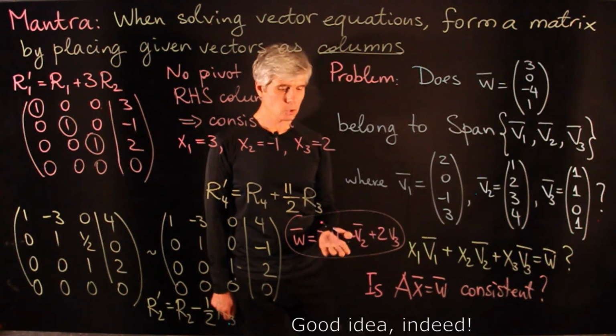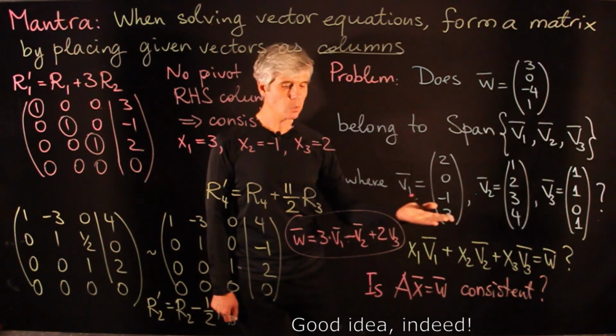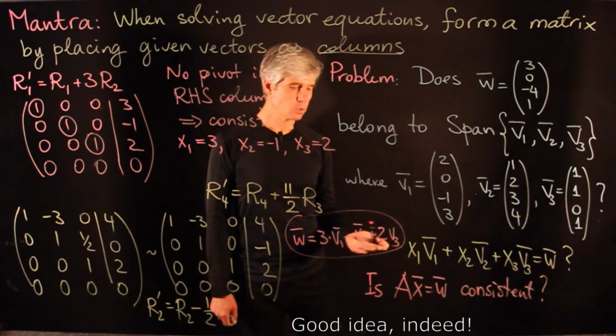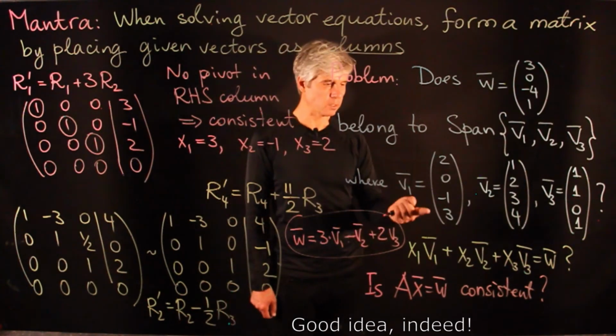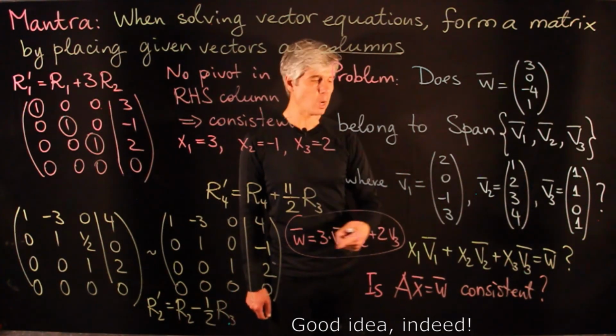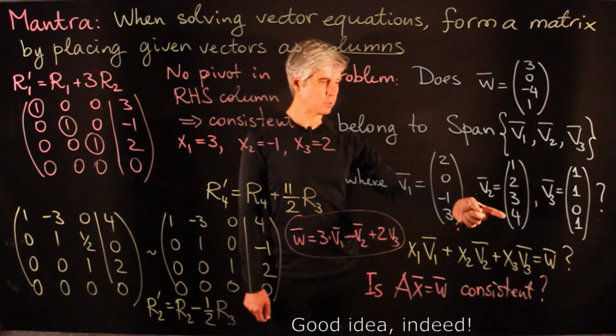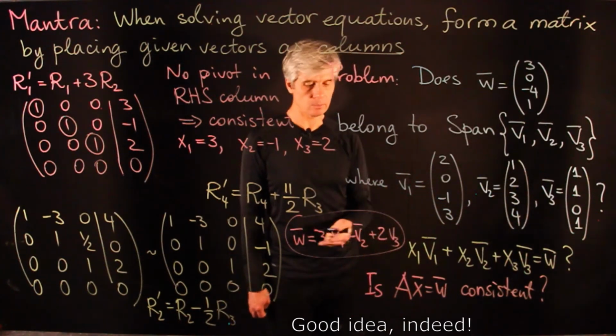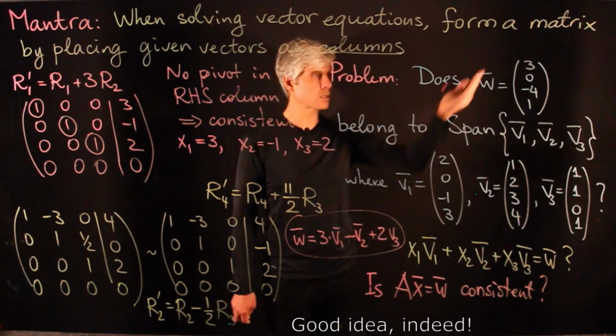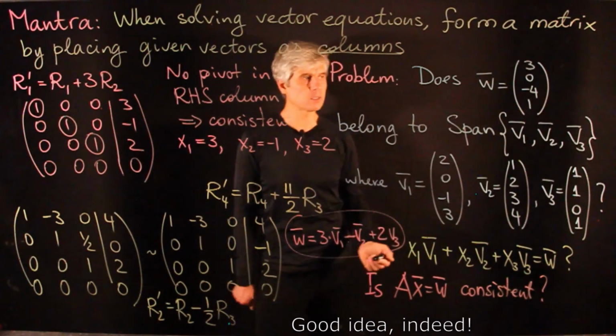When solving problems like this one, it's always a good idea to go and check your answer, right? So here we can just take vector v1 multiplied by 3, subtract v2, and add 2 times v3. And it's a good idea to verify that the result will be exactly the vector w.